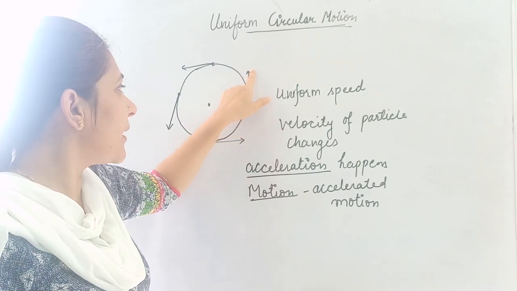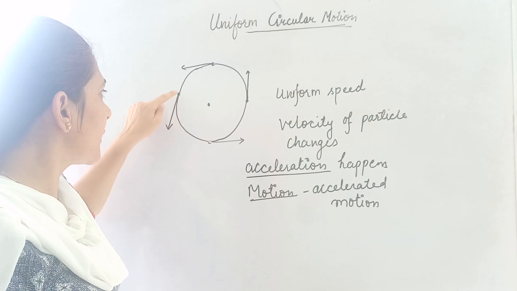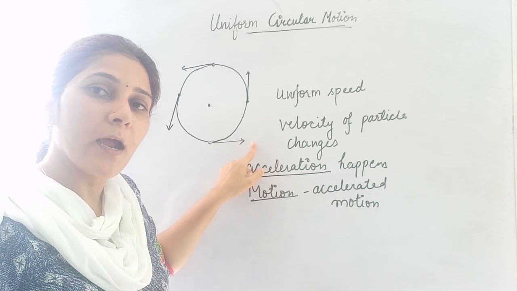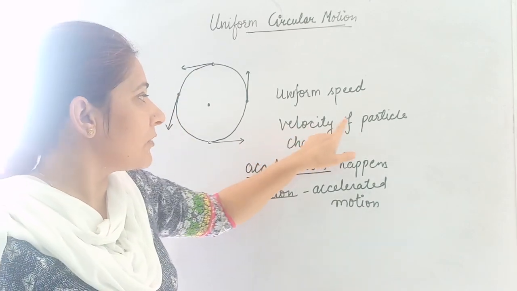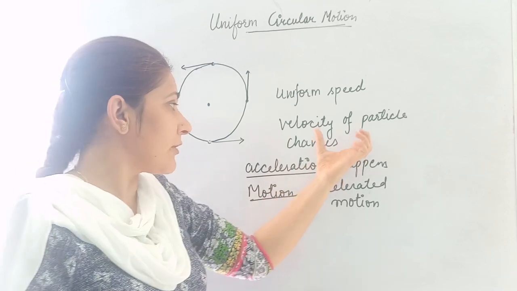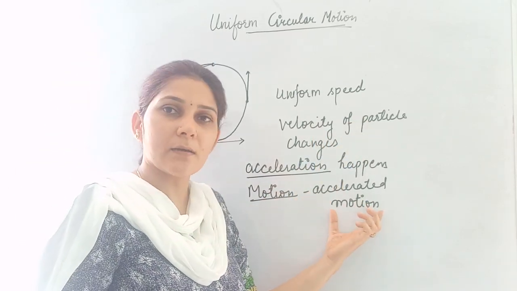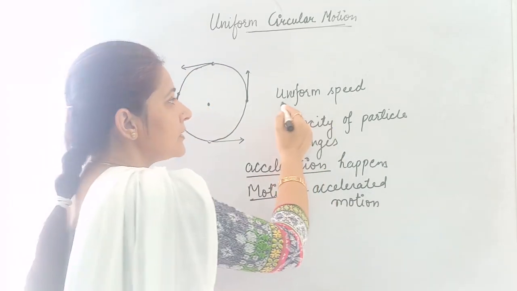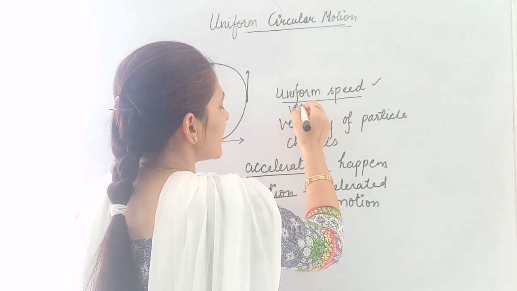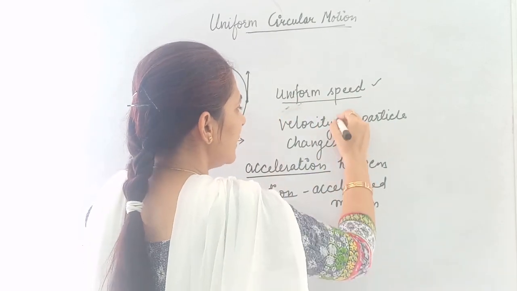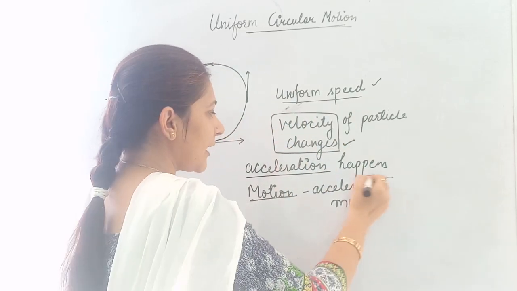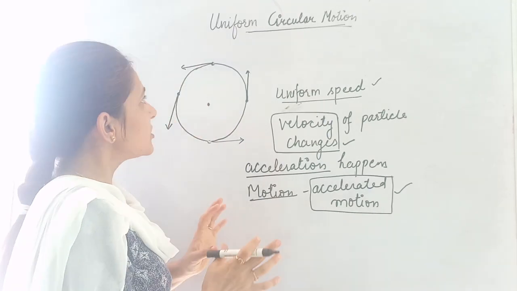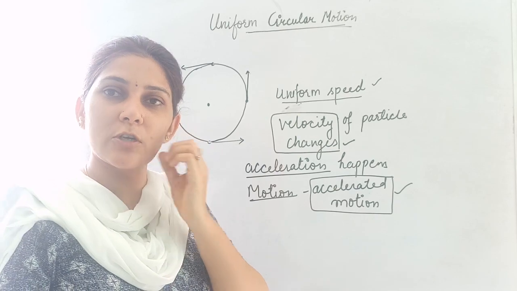So this is the direction of the particle at this point, and at this point, and at this point. Direction changes continuously, and when the direction changes, the velocity of the particle also changes, and when velocity changes, the motion is accelerated motion. When a particle is moving in a circular path, its speed is uniform, its velocity changes, and this is accelerated motion.